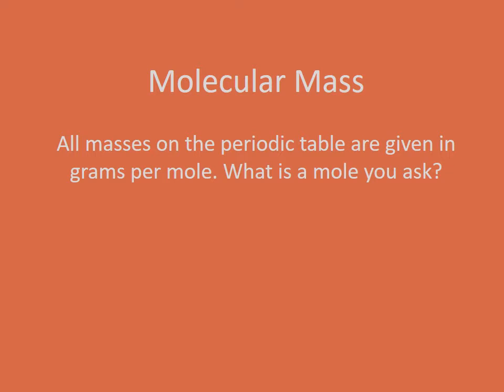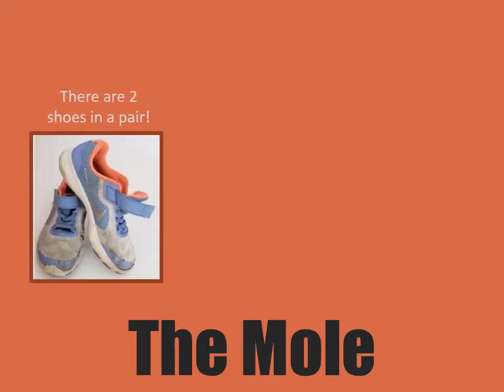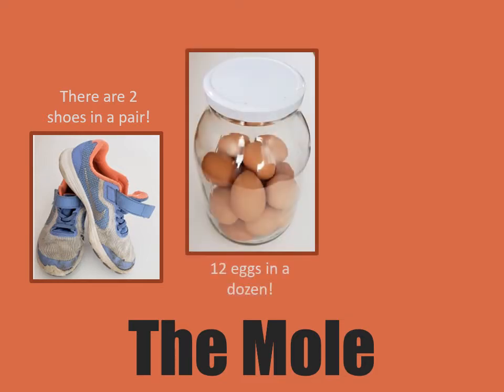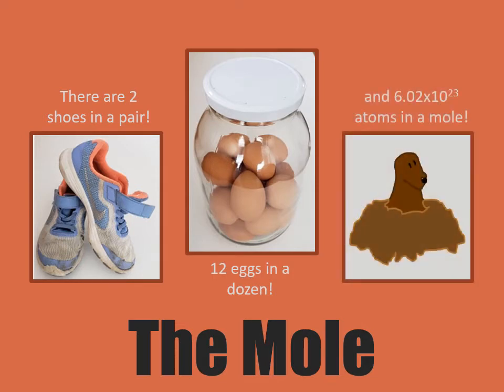But what is a mole, you ask? The mole is just a word that represents a number, just like pair represents two. So when I say there are a pair of shoes, there are two shoes. And when I say a dozen, I mean 12. And when I say I have a dozen eggs, I have 12 eggs. Just like when I say I have a mole of atoms, that means I have 6.02 times 10 to the 23 atoms.